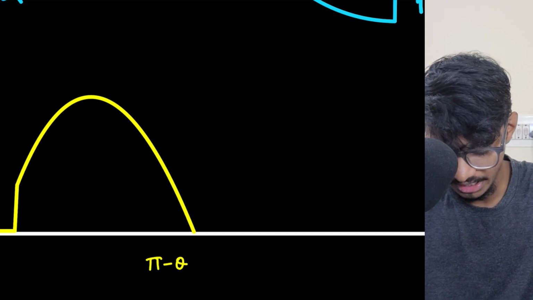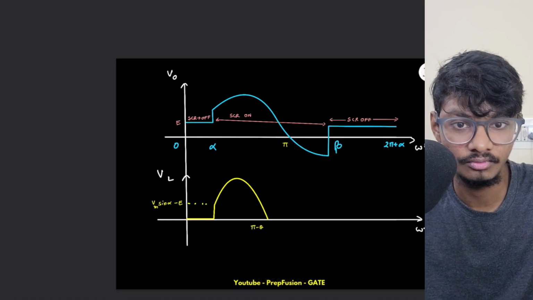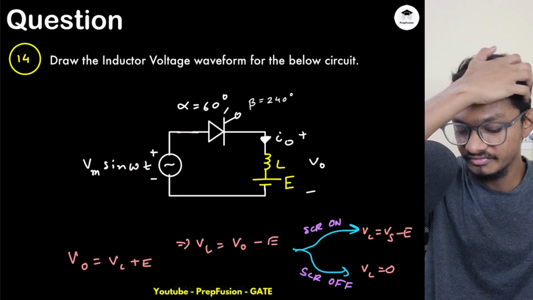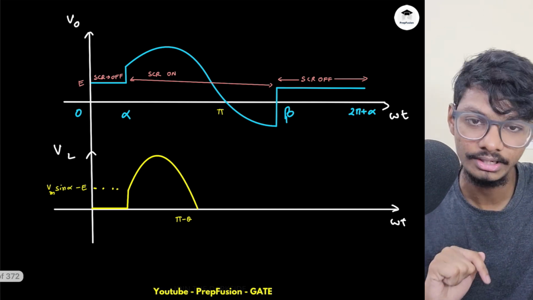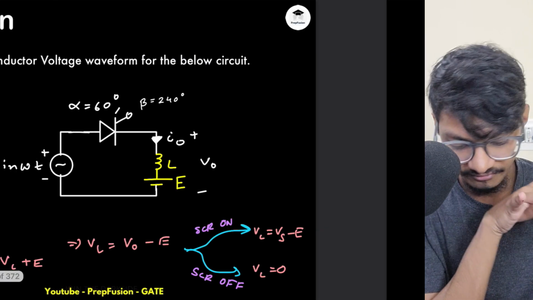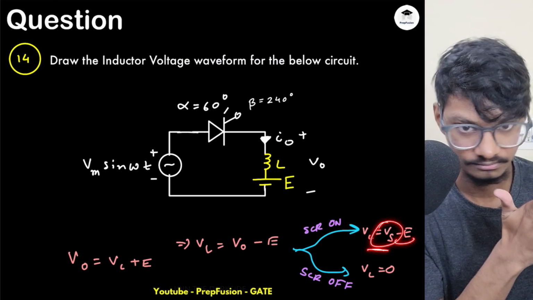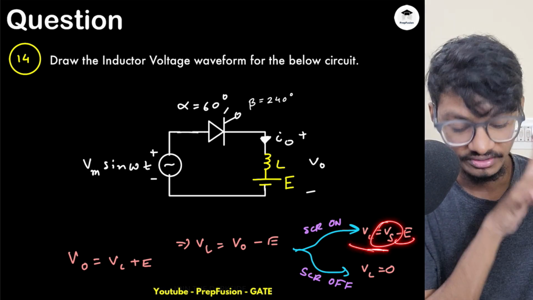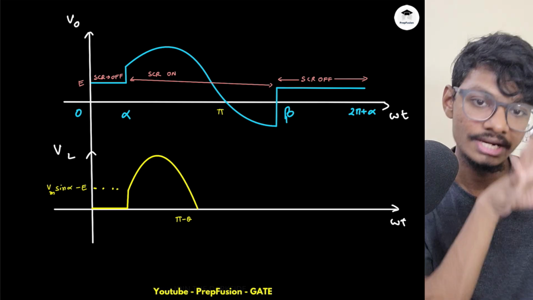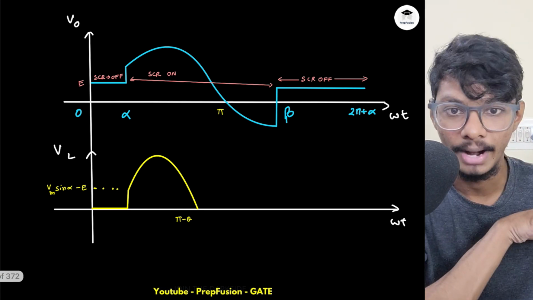Because at pi minus theta the voltage will go negative. Why? Because the inductor will discharge after that. What will my VL be at pi minus theta? It will simply be 0, because Vs is equal to E and VL is equal to Vs minus E. Vs is equal to E at pi minus theta. That is proof, right? So VL will be 0 and then it will go negative. Why will it go negative? Because it has to continue the flow of current, and it will discharge, de-energize through the battery and the supply.